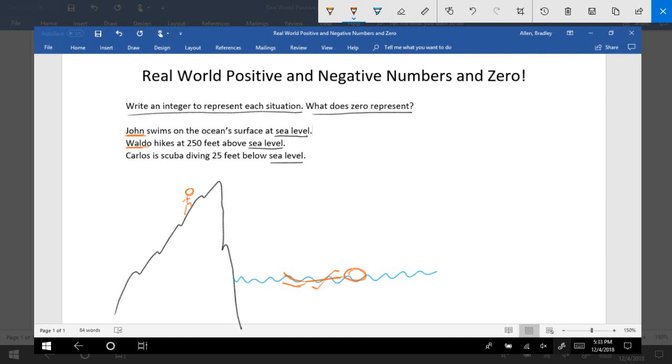And Carlos is scuba diving. Carlos is scuba diving 25 feet below sea level. So we can say Carlos is somewhere over here in the background. I'm going to make him a little smaller because he's in the background there. And he's swimming down there. Maybe there's a reef. I don't know. We'll say he's scuba diving. He's got a little snorkel too. But anyway, he's scuba diving down there 25 feet below sea level.